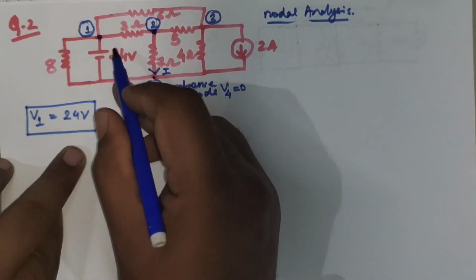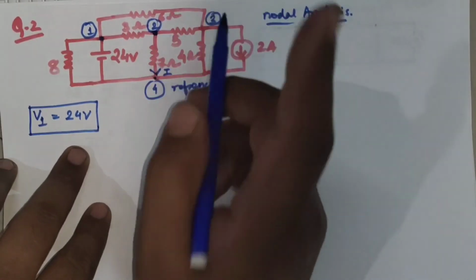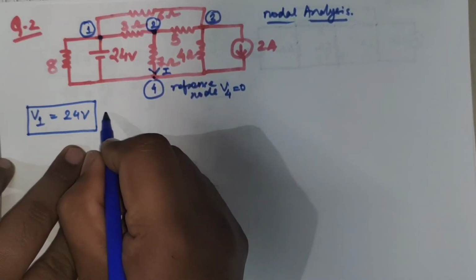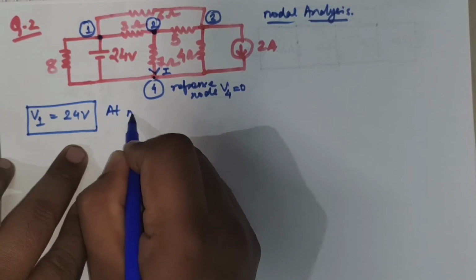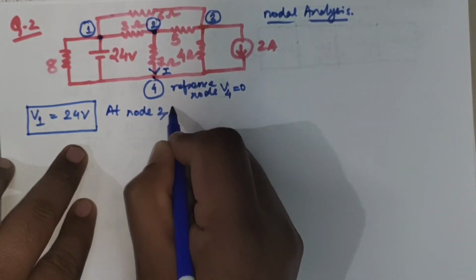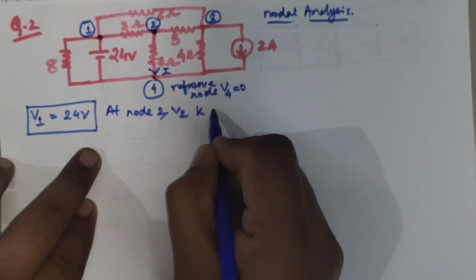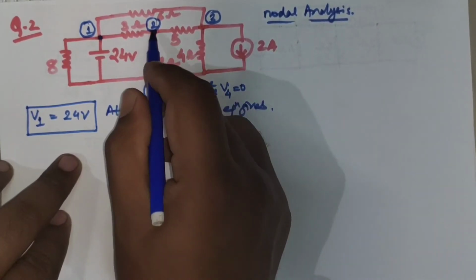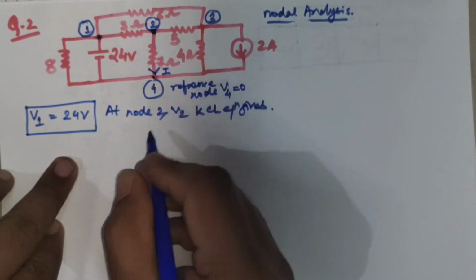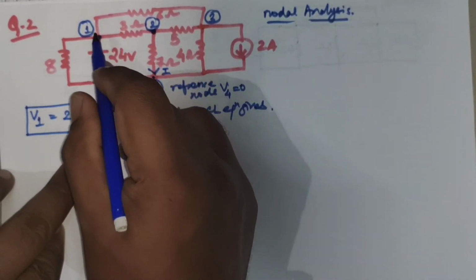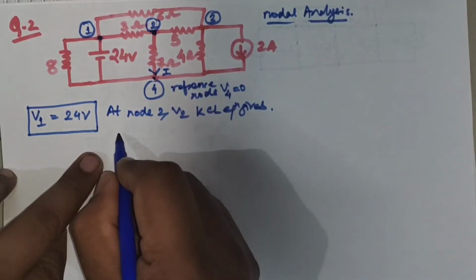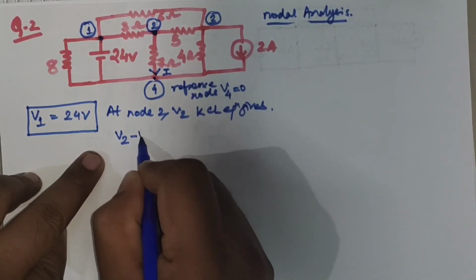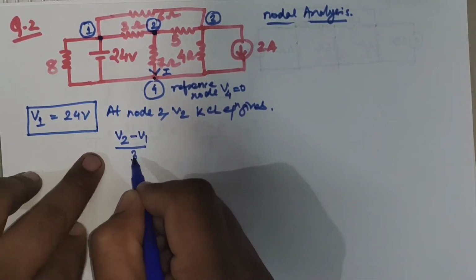Next, we need to apply two KCL equations at node 2 and node 3. So at node 2, the KCL equation gives, from the first node to the second node, outgoing current V2 minus V1 by 3.